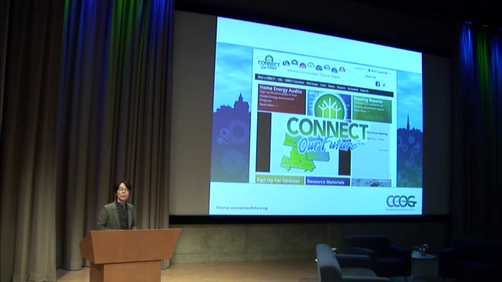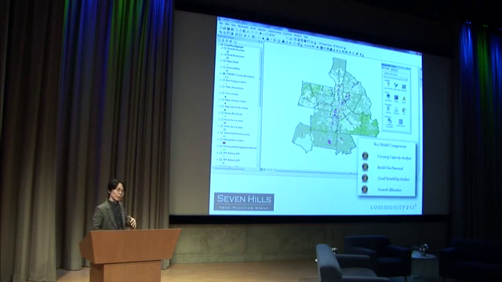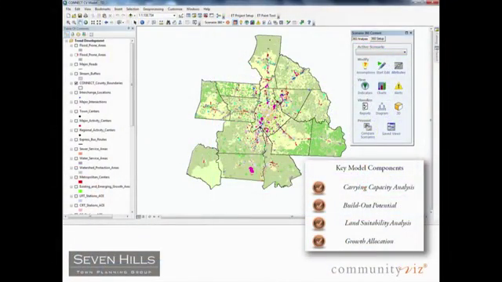Okay, so the first project is called Connect Our Future, and it covers 14 counties across North and South Carolina. This is a regional visioning process. The goal is to come up with a shared vision to guide future growth in the region. They worked with a private consultant, Seven Hills Town Planning, to develop a GIS model using CommunityViz. The model allows them to conduct development constraint analysis, study build-out potentials with suitability analysis, and eventually allocate future growth to the region based on all this analysis.